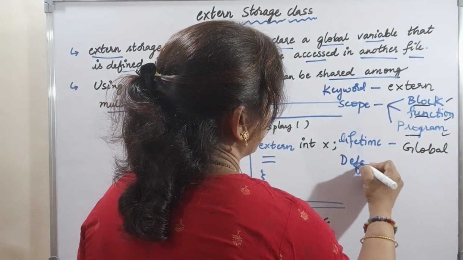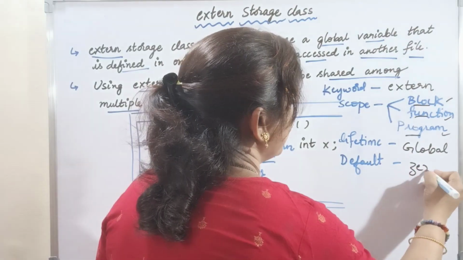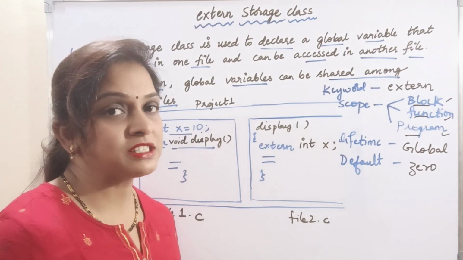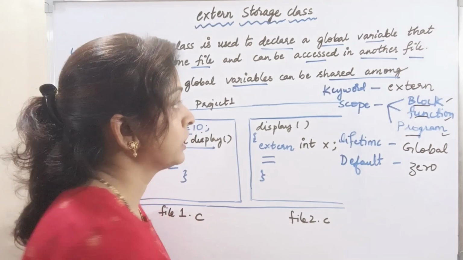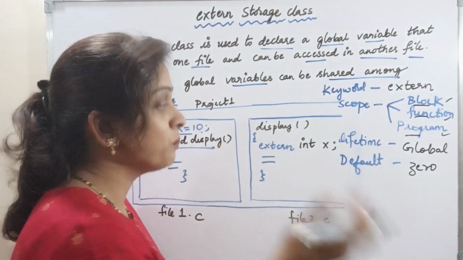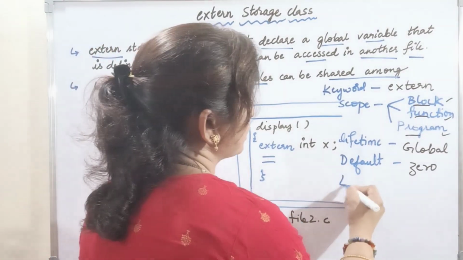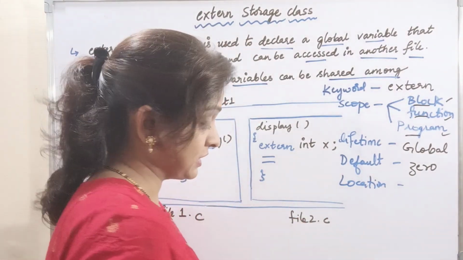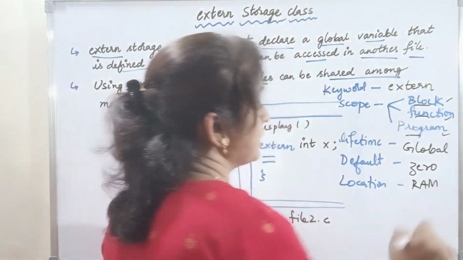The default value will be 0. If we don't initialize global variables, the default value will be 0, whereas for auto, it is a garbage, junk value. So we have scope, lifetime, default value 0, and the location where it is stored. Do we store this in CPU registers or in RAM? It is stored in RAM, that is, in the main memory.